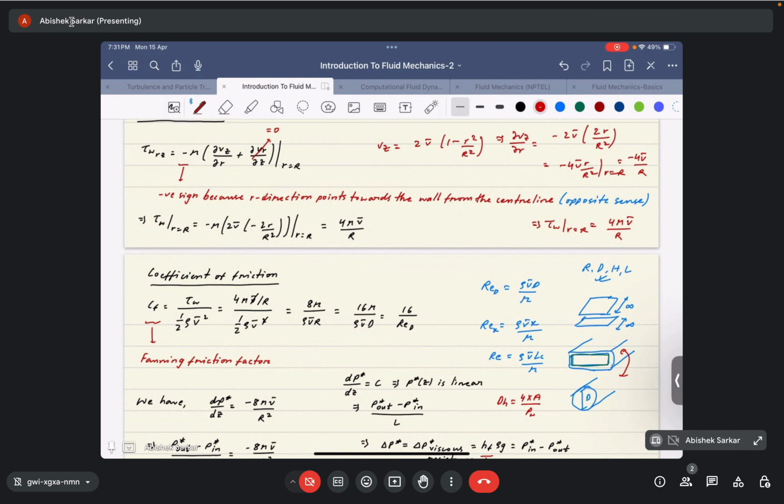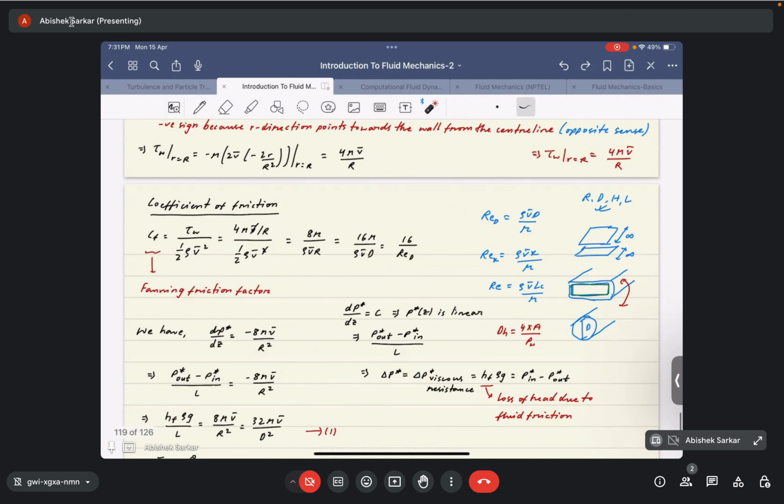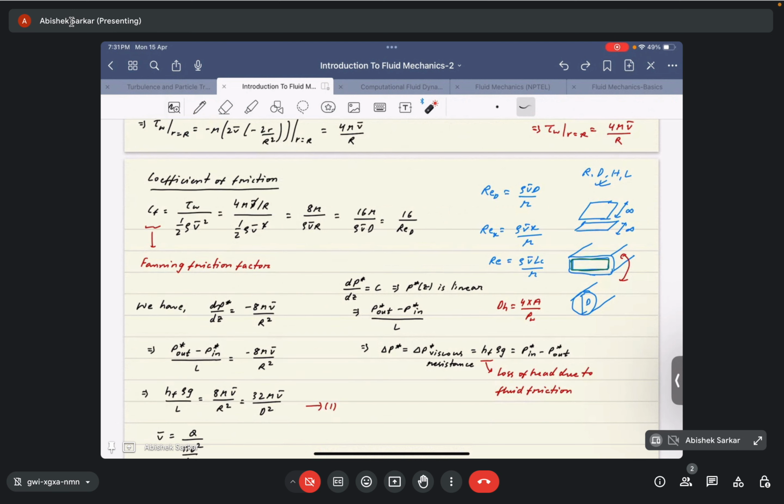So if we modify this term, if we convert R into the diameter D, then just multiply 2 to both the numerator and denominator, we'll get Cf equal to 16 by (rho v bar D by mu), or 16 by Re_D, where Re_D is the Reynolds number with respect to the diameter of the pipe. And this friction factor is known as the Fanning friction factor, related to the wall shear stress.